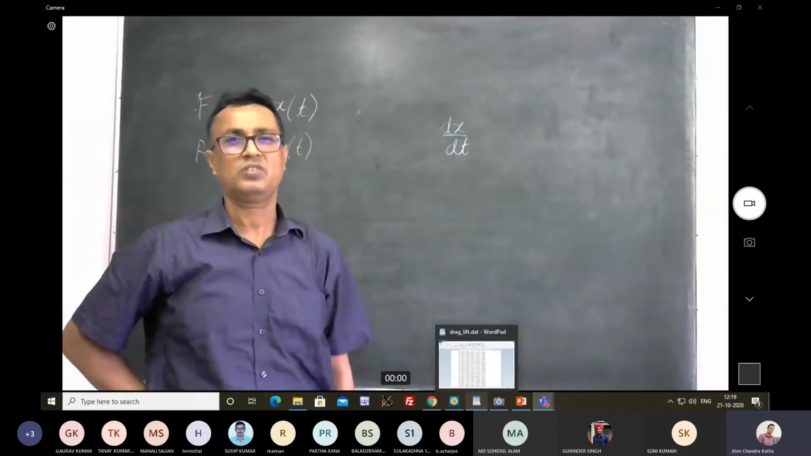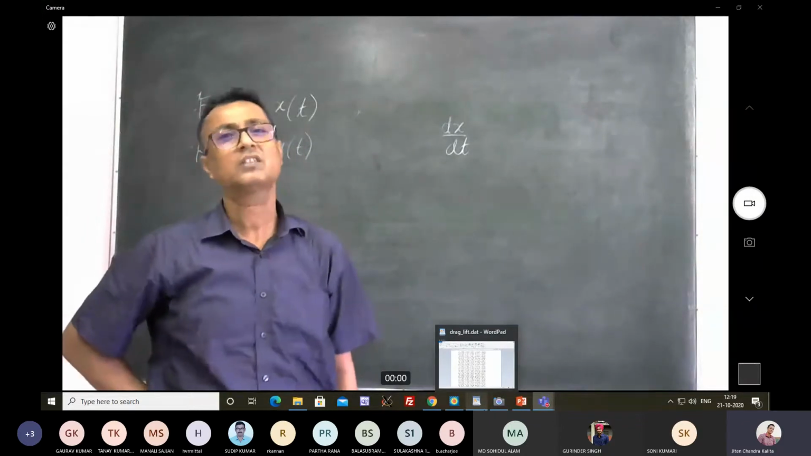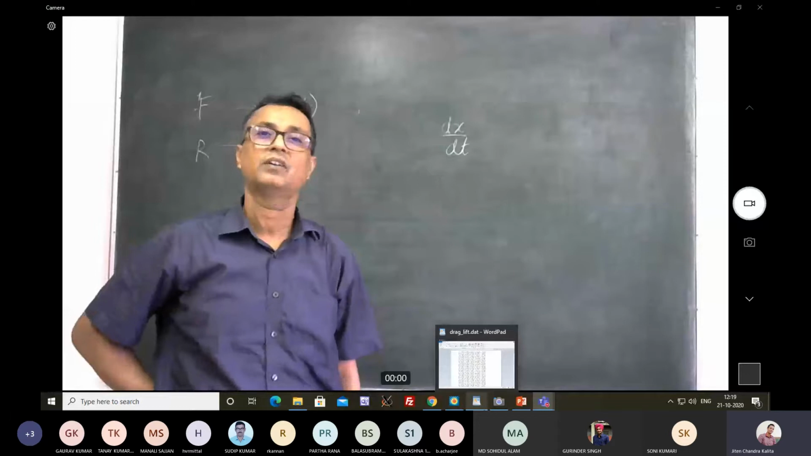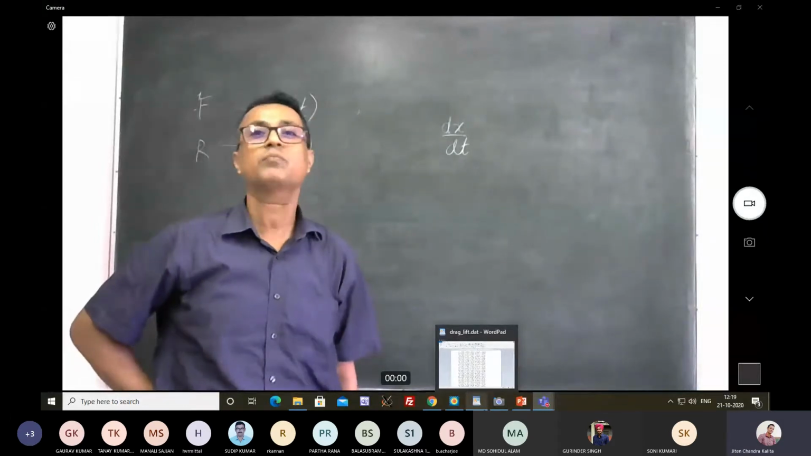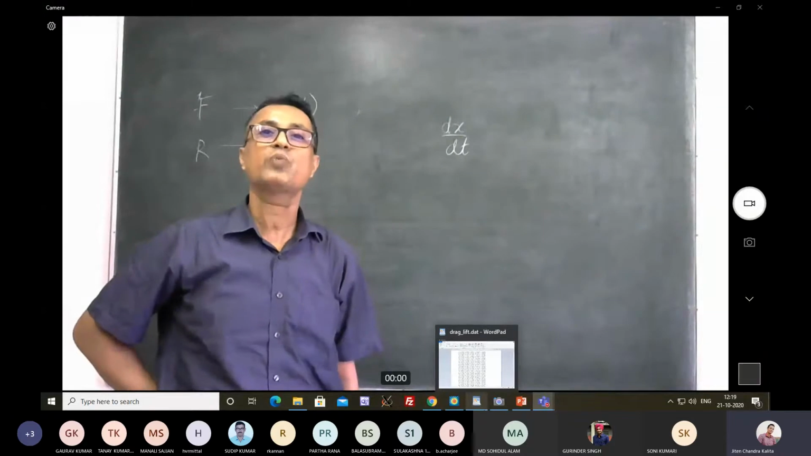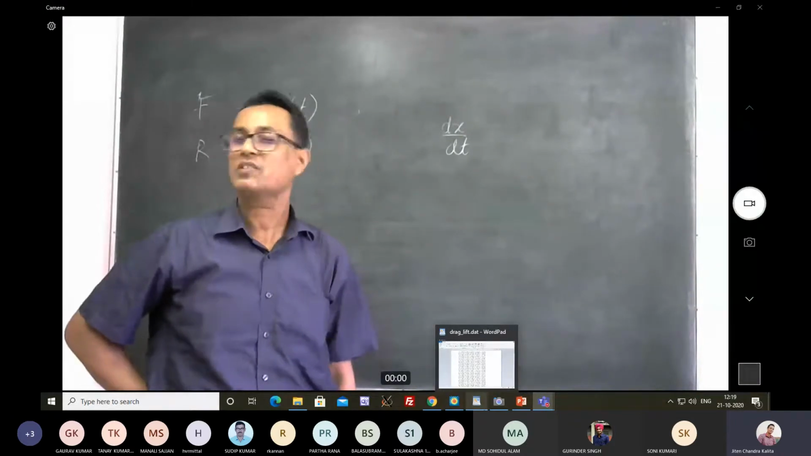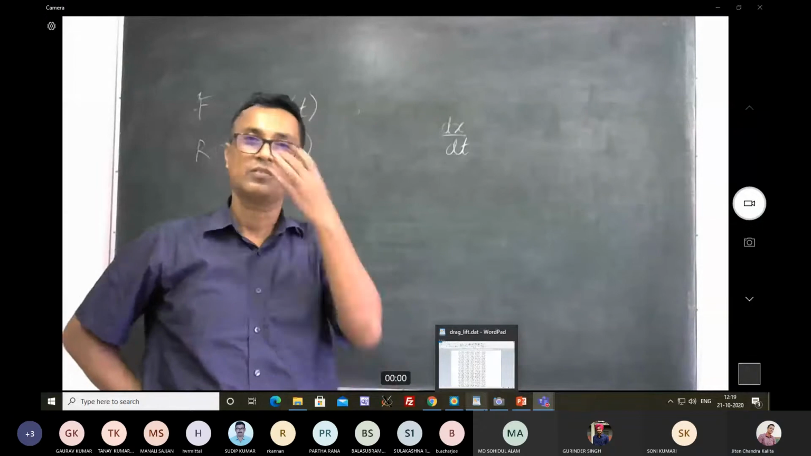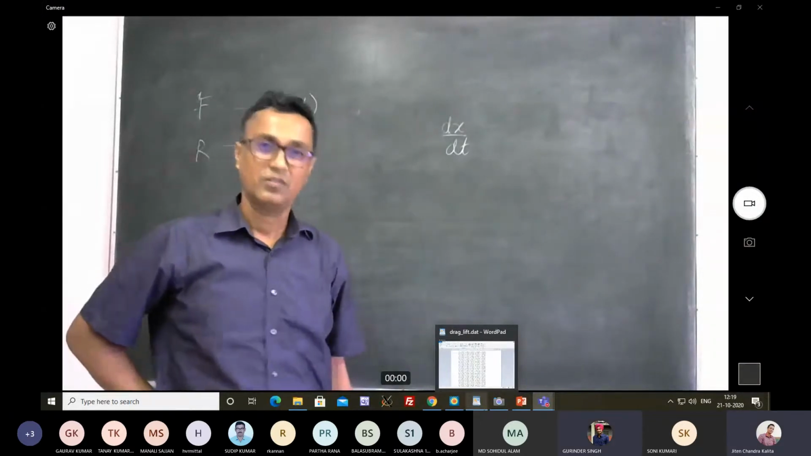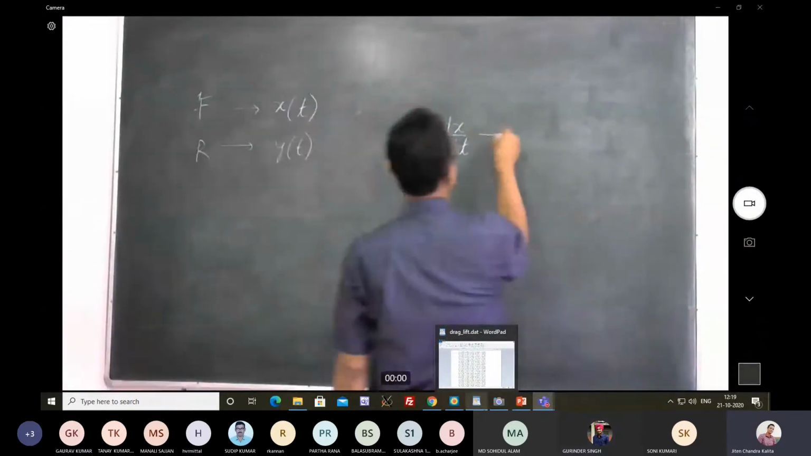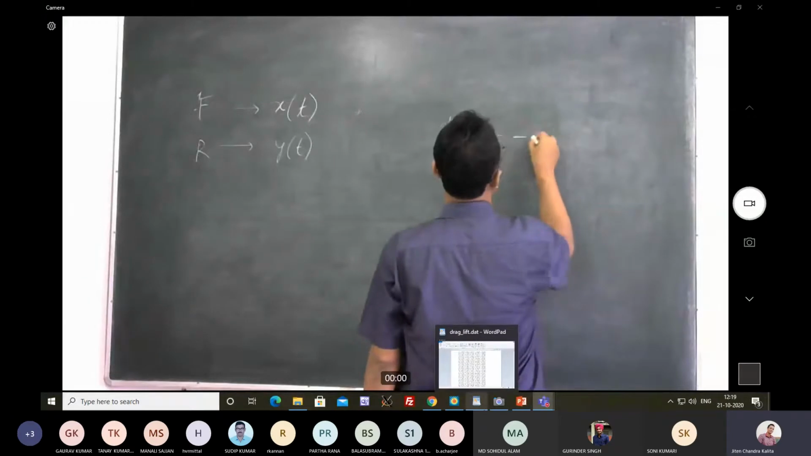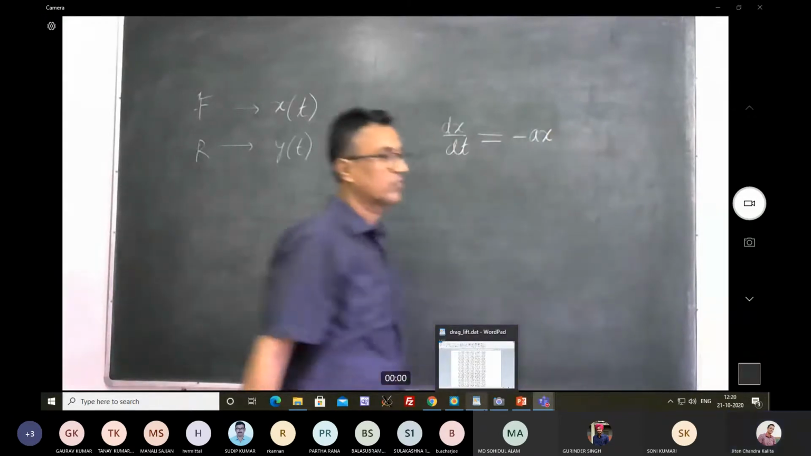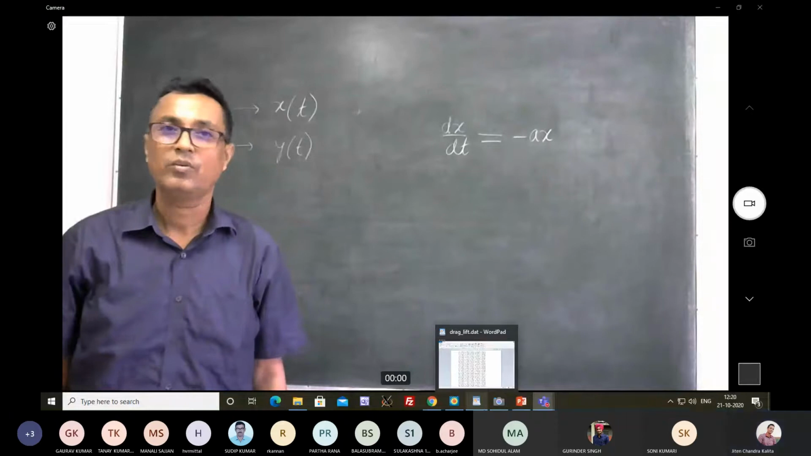Suppose there is no rabbit population. Then what is going to happen? Because the foxes thrive on eating the rabbits, without rabbits being present their population is going to dwindle, it is going to decrease. Is it okay with everybody? Yes. So that is why it is going to be something like minus a into x, where a is a positive constant.